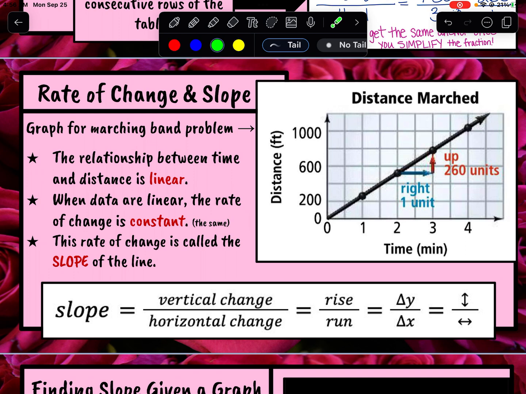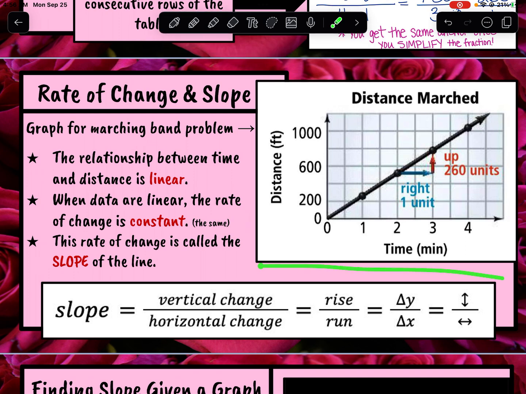And here is a whole bunch of different ways to think about what slope is. So slope is the vertical change over the horizontal change, the rise over the run, delta y over delta x. The guy in the video said delta is that triangle, and it means change in. That's like big kid math notation. And I personally really like the notation that uses the arrows to remind you to go up and down first and then left to right.